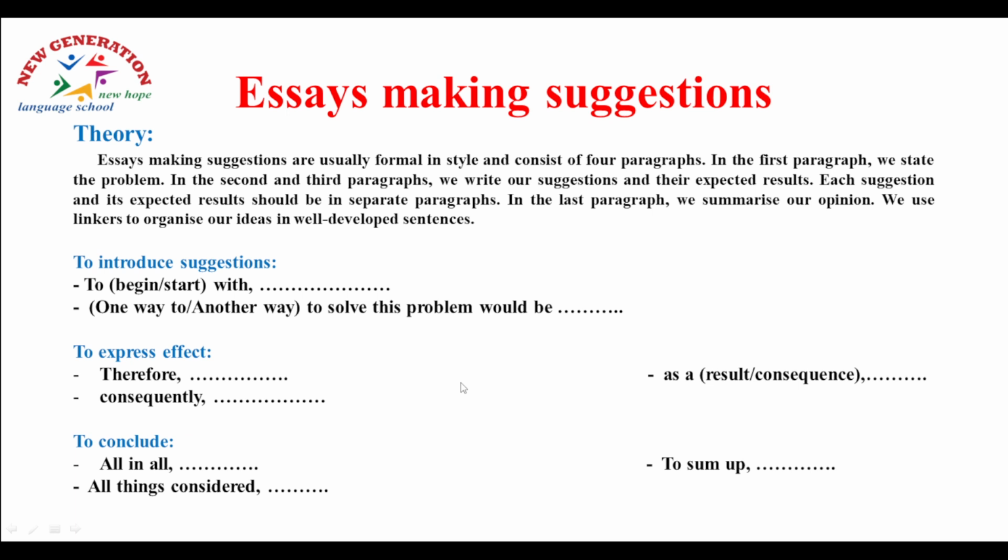We use linkers to organize our ideas in well-developed sentences. These are some of the linkers that we can use. When we introduce the first suggestion, we can use to begin with, to start with. When we continue to make suggestions, one way to solve this problem would be, and then the suggestion. Another way to solve this problem would be. To express the effect or the result we expect, we can start the sentence with therefore, and then the expected result, as a result, as a consequence, consequently. In the last paragraph, when we want to summarize the whole essay, we can conclude using all in all, to sum up, all things considered, and so on.